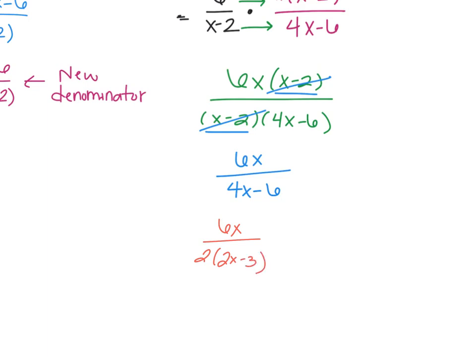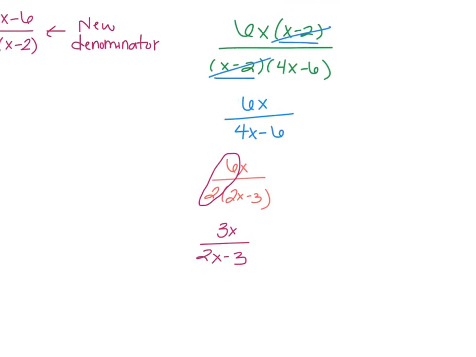And the reason we needed to do this is because now I can simplify 6 over 2. 6 over 2 simplifies into 3 over 1. So it's going to be 3x over 2x minus 3. That is as simple as it's going to be. So this is your answer to that simplified complex fraction up top.